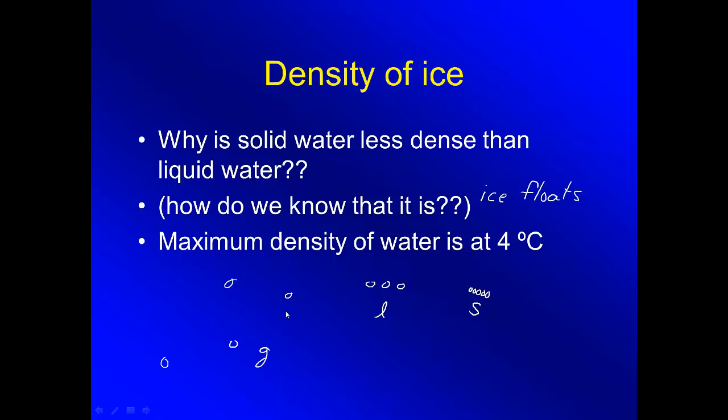So typically in densities, gases have the least density, then liquids are in the middle, and then solids are the most dense for the majority of substances. Water doesn't follow that rule. That is weird for water. So why does that happen?